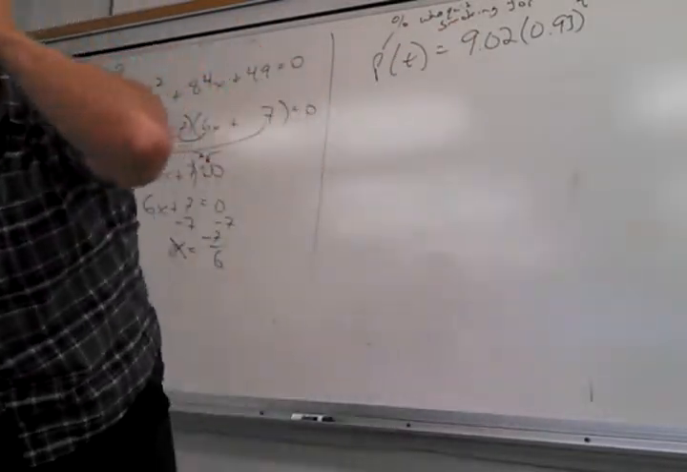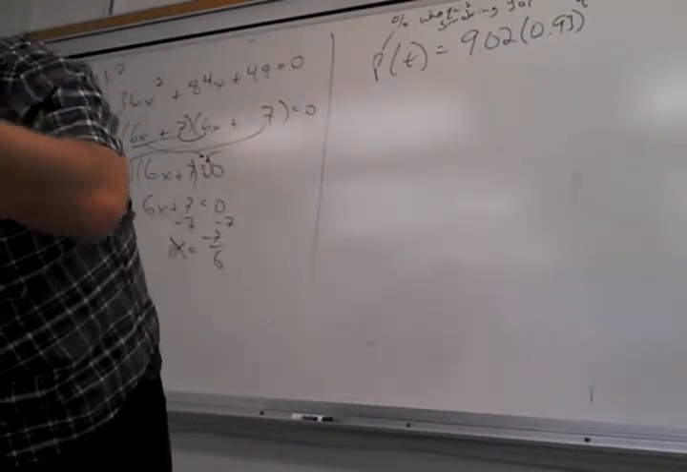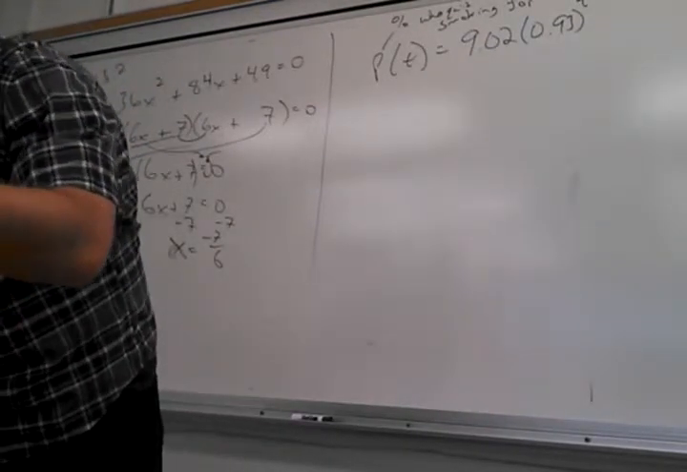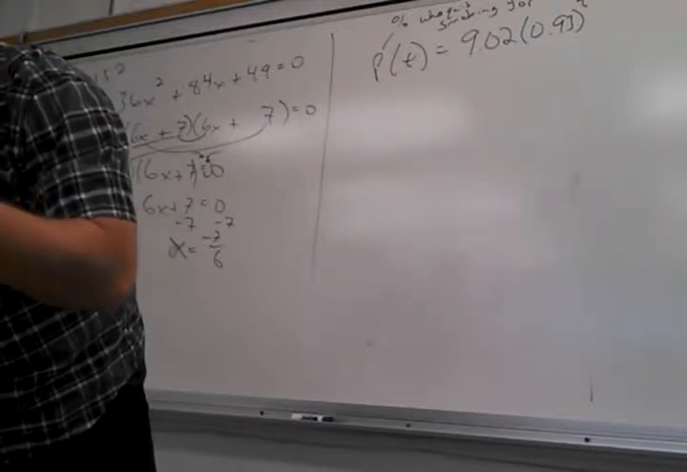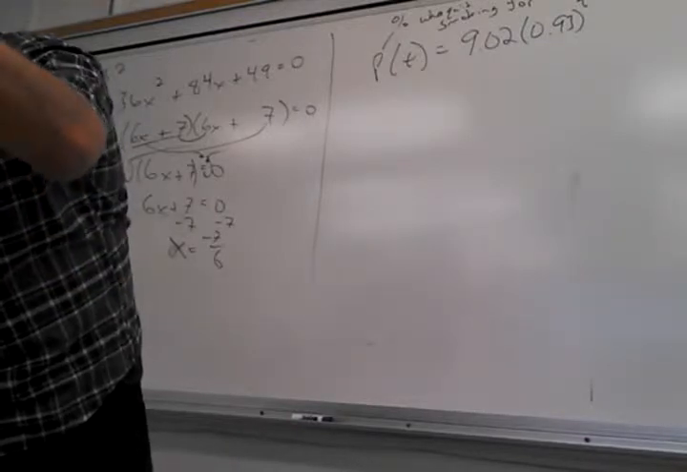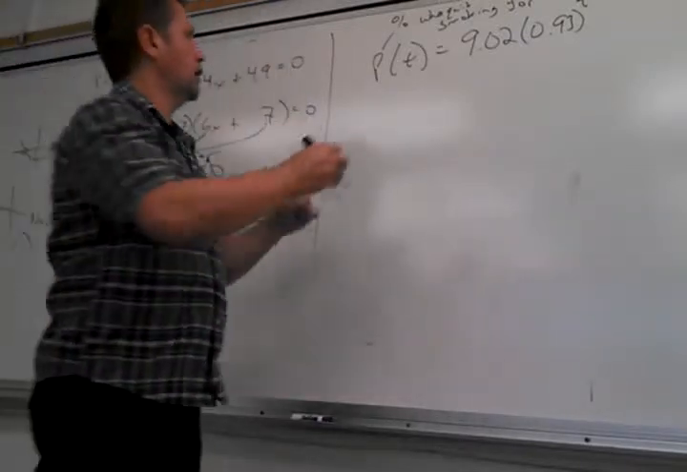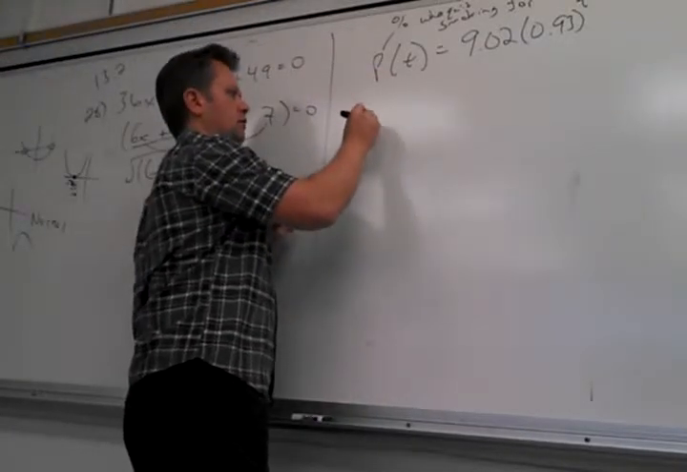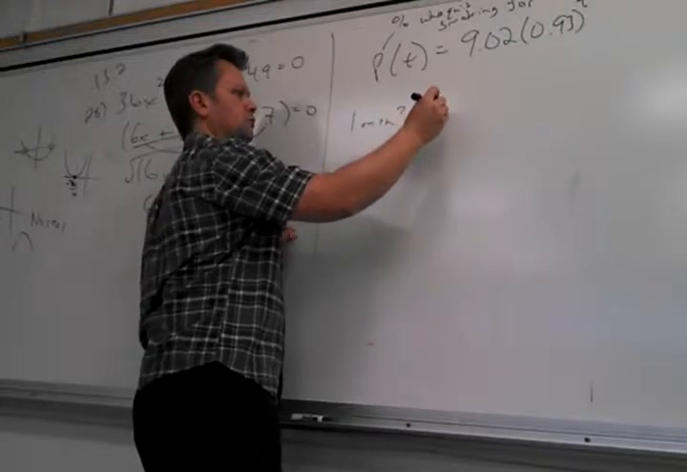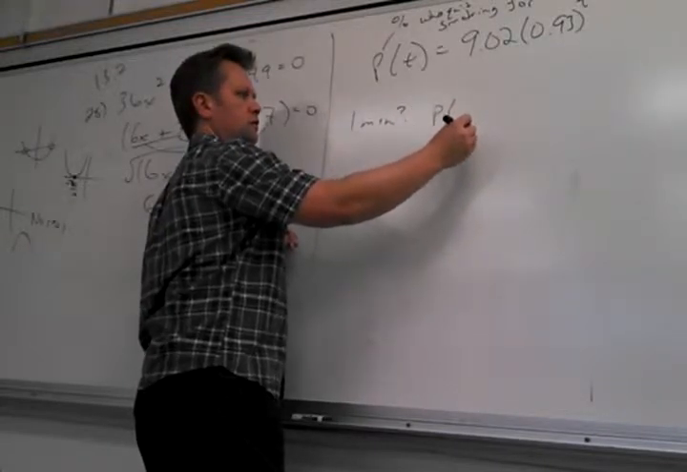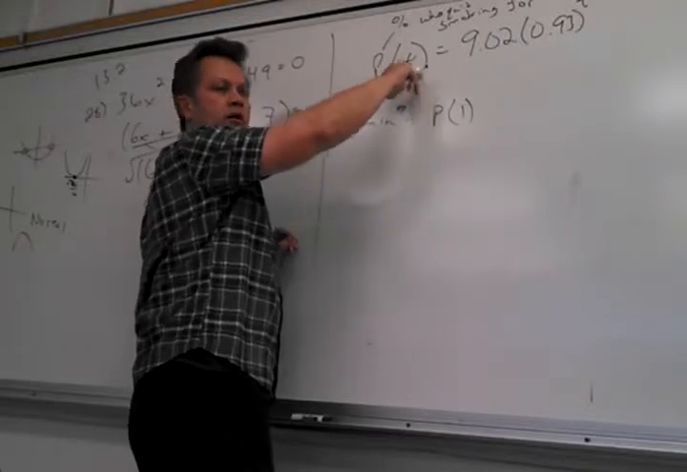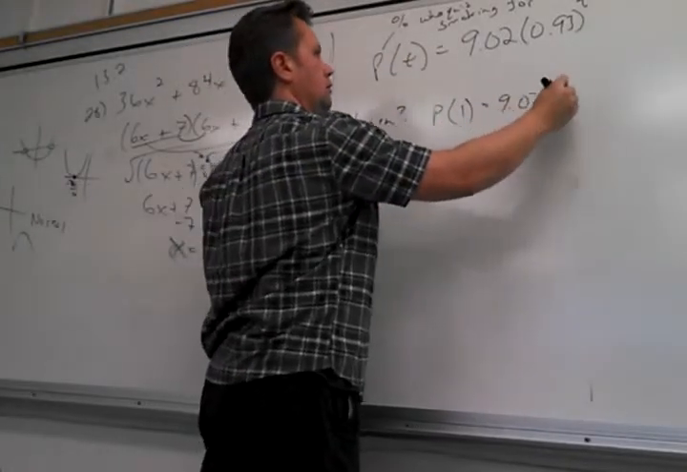So the question they ask is, actually, the question they ask is what I just said. Estimate the percent of smokers who are successful in quitting for 1 month, 3 months, and 1 year. So how would I do 1 month? 9.02 times 1. So it'd be P of 1, because I want 1 month, right? And then you just plug a 1 in.